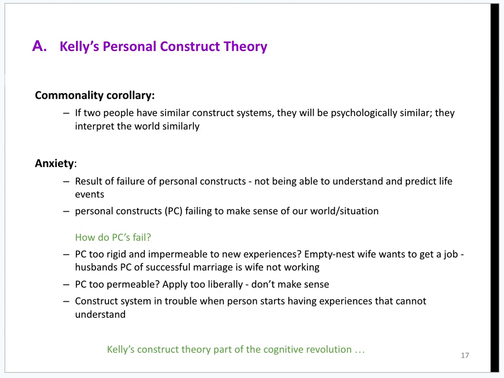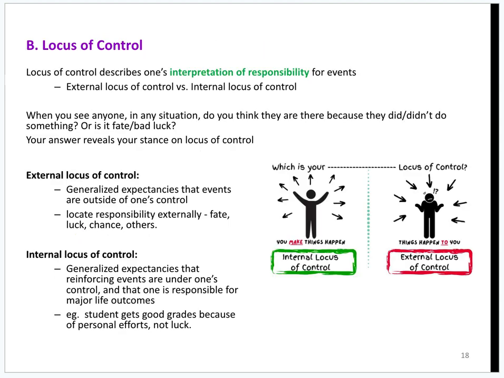So Kelly's construct theory was part of the cognitive revolution. So yes, in the 50s, 60s, 70s the cognitive revolution begins, which is very prominent now. Next part is locus of control. So this is just sort of a natural progression of this cognitive revolution, where things went.